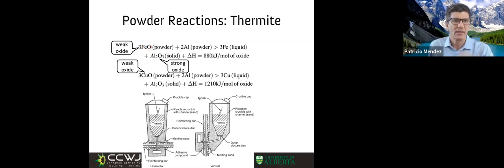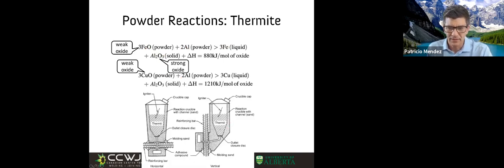So if I mix iron oxide with pure aluminum powder, and then I give it heat such that the reaction starts going, this aluminum is going to steal the oxygen from the iron oxide and create alumina. And then the iron will be by itself and will be so hot that it is molten, right? And this is a very exothermic reaction. And you can do the same with copper.